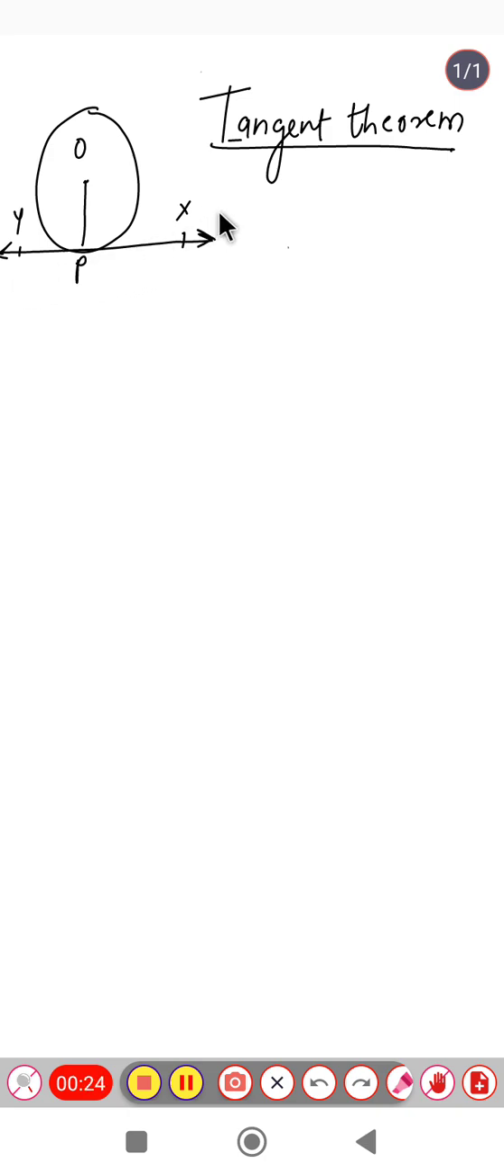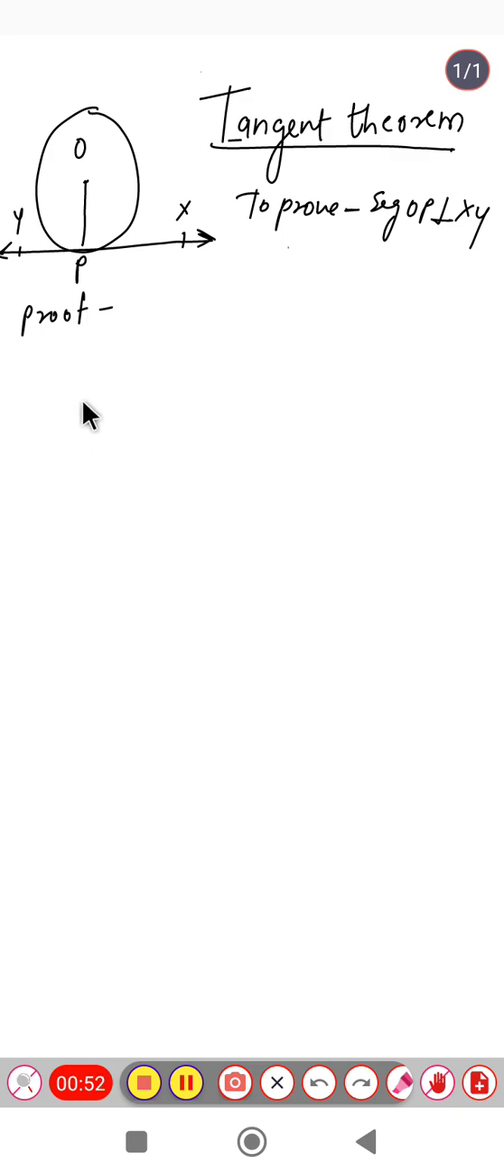As we can see in the given tangent theorem, in the to prove section, segment or radius OP is perpendicular to XY. This is what we have to prove. Okay, now we are going to come to the proof section.